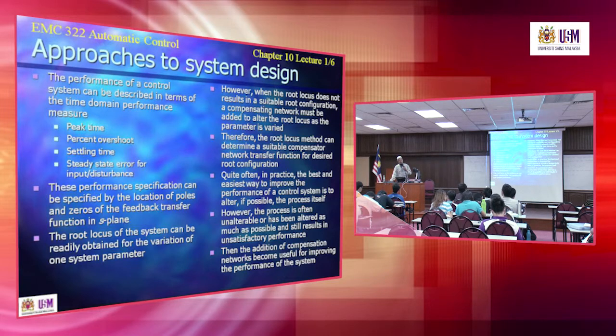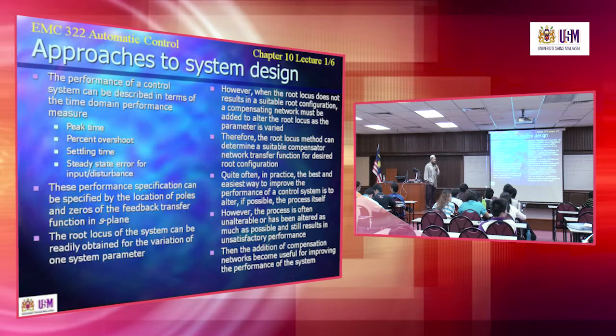the weight of the rotor, okay, because that will cause the inertia of the system, and because the weight of the rotor is normally heavy, sometimes it is difficult for us to reduce the weight, okay? Because of that, the inertia normally remains a problem for us to change. That's why, in this case, altering the process is not an option. Then the addition of a compensation network becomes useful for improving the performance of the system.